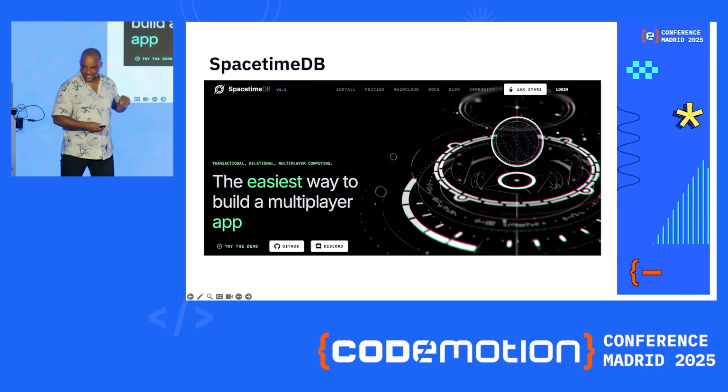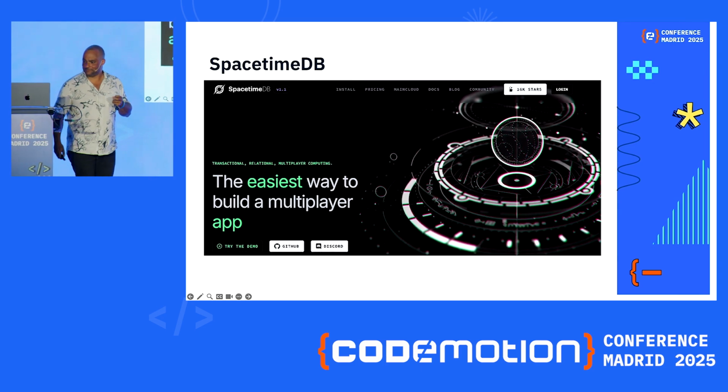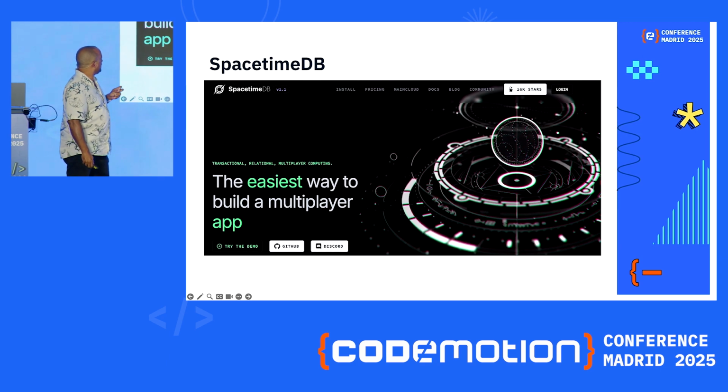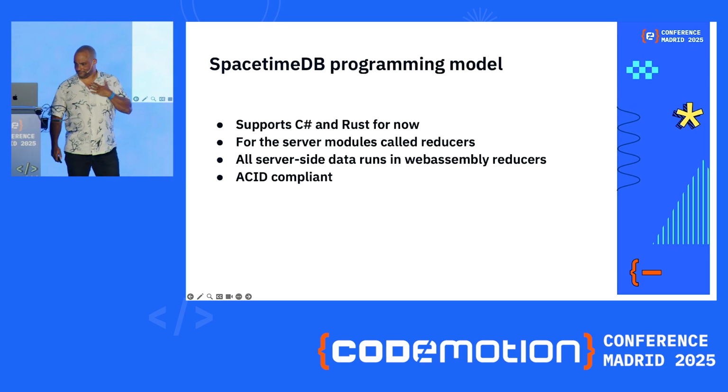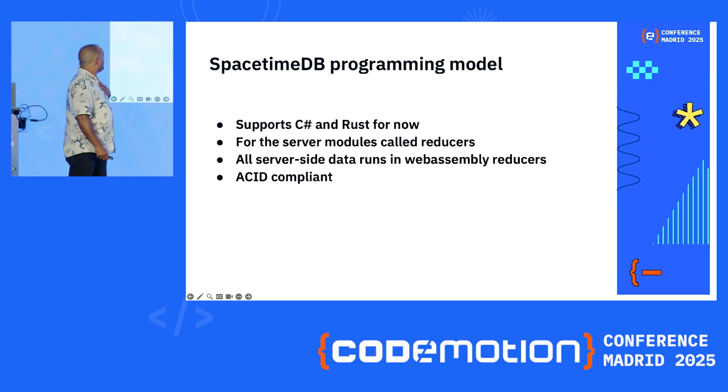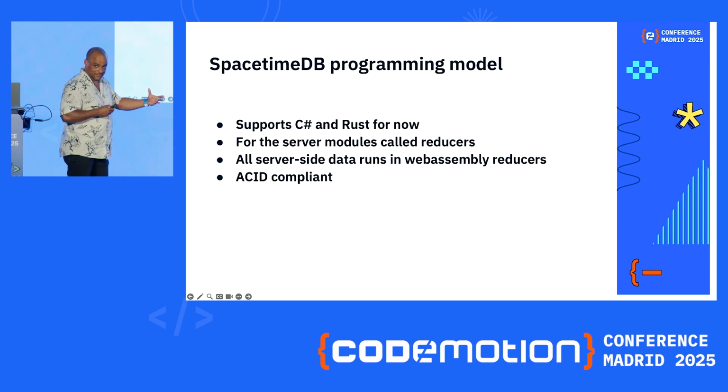I kind of like the mind shift of that all. So I've been following it for a while. It went 1.0 a few months ago. The programming model supports C# and Rust for now. C# because it wants to support Unity, which is a game engine, and Rust because it's written in Rust. And you can create modules on the server that compile to WebAssembly. And you can upload them to the server, and they will deal with the data really close to the data.